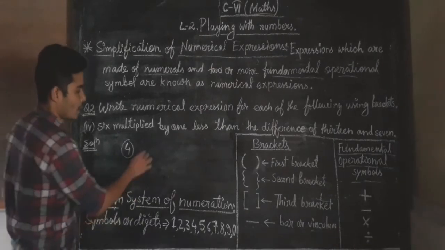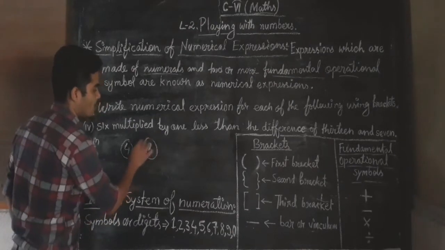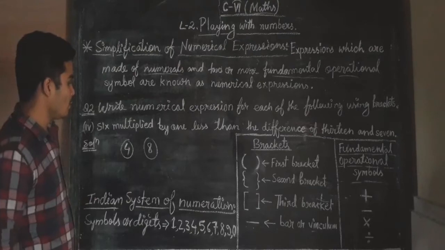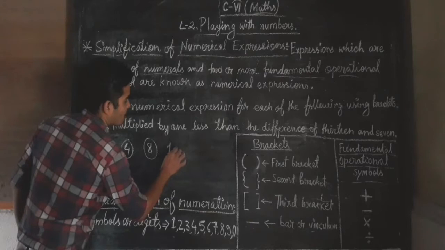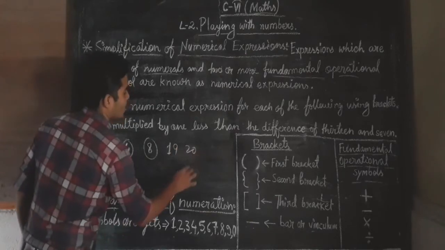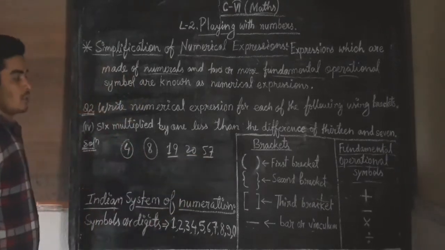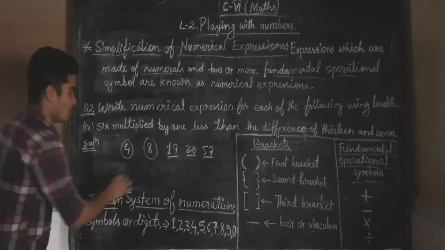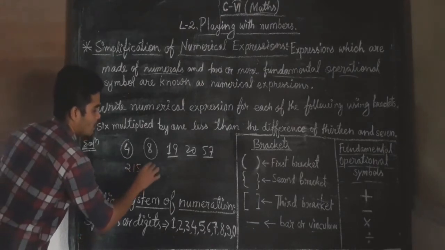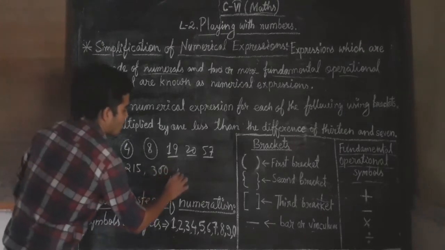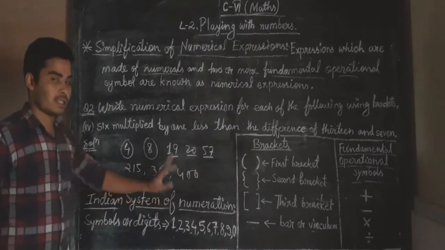Again, sometimes for writing a numeral we write only one digit, that is 8. Or to write a numeral we use 2 digits, like 19, 20, 57. These are all 2-digit numerals. Or we use 3 digits also, like 215, 300, 400. You can see that in all these numerals there are 3 digits.